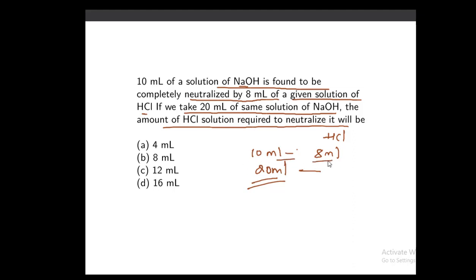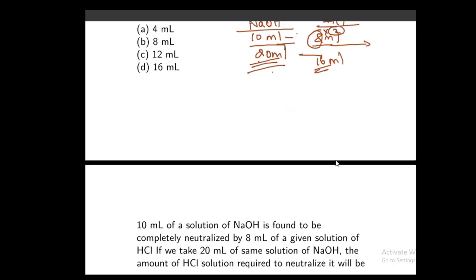10 ml needs 8 ml, so what about 20 ml? It is double, right? 8 into 2 is 16 ml. So this is NaOH and this is HCl. 10 ml of NaOH is neutralized by 8 ml of HCl, which means 20 ml will need double. Since the 10 ml is doubled, we have to double the 8 ml. So 16 ml is required to neutralize the NaOH solution.